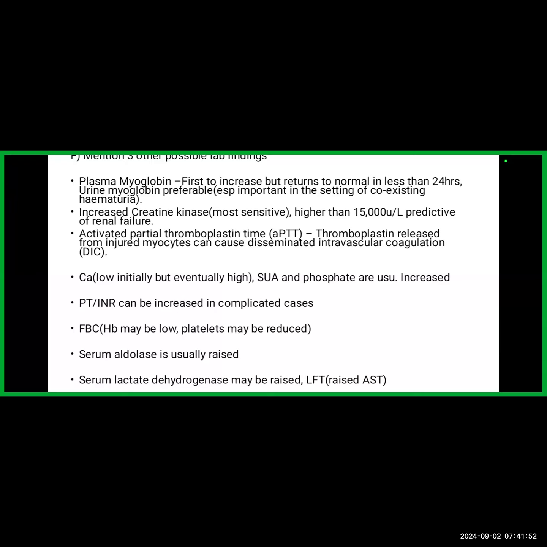So it says mention 3 other possible lab findings. Okay, because you have damaged the muscle fibers, all the intracellular substances and enzymes are released into the blood. So a measurement of the serum levels of all these substances would aid you in confirming your diagnosis. But one of the first things is the myoglobin. One thing to note is that the plasma myoglobin is the first to increase, but it has a very short half-life. So within a matter of 24 hours, it returns to normal. So it's not a very good marker for confirmation.